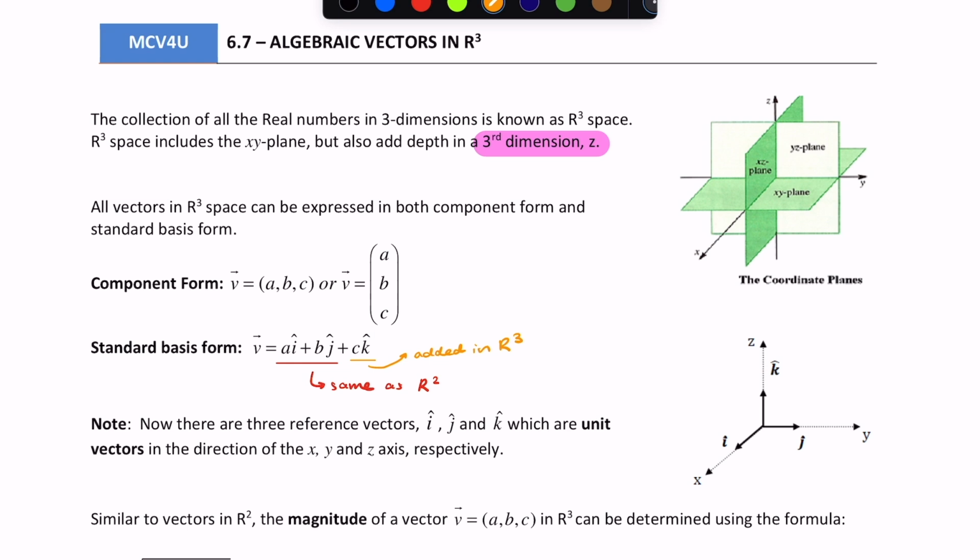Note, now there are three reference vectors: unit vector i, unit vector j, and unit vector k, which are unit vectors in the direction of the x, y, and z-axis, respectively. And you can see the diagram that's provided on the right.